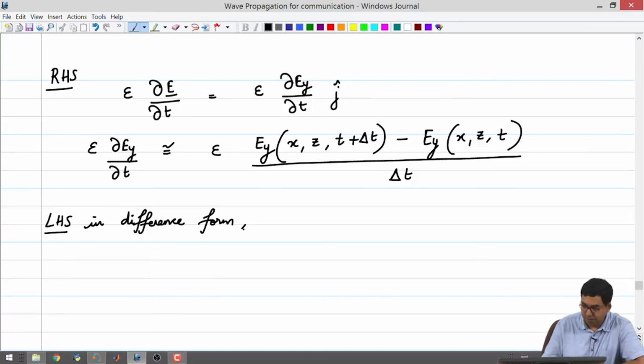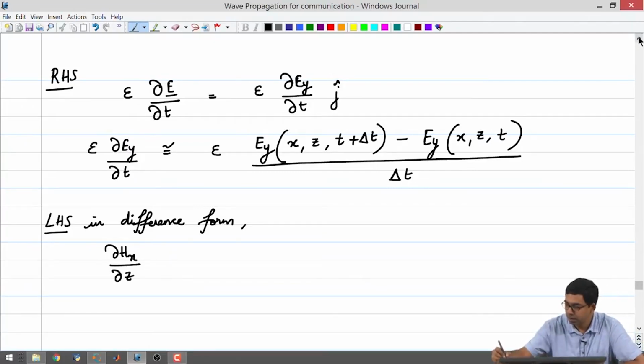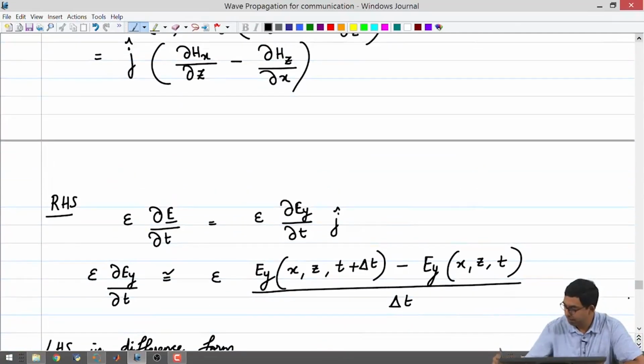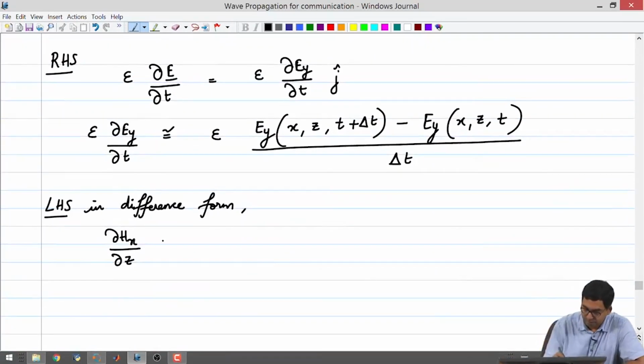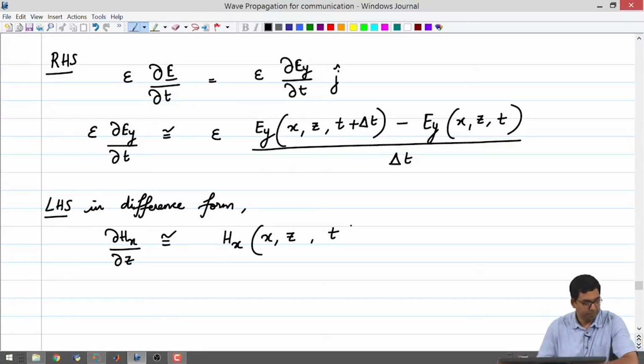Okay. So, I have ∂Hx/∂z to be the first term. So, this becomes Hx, it is a function of x, z and time. Okay. So, now I need to make a spatial difference of the magnetic field, right.